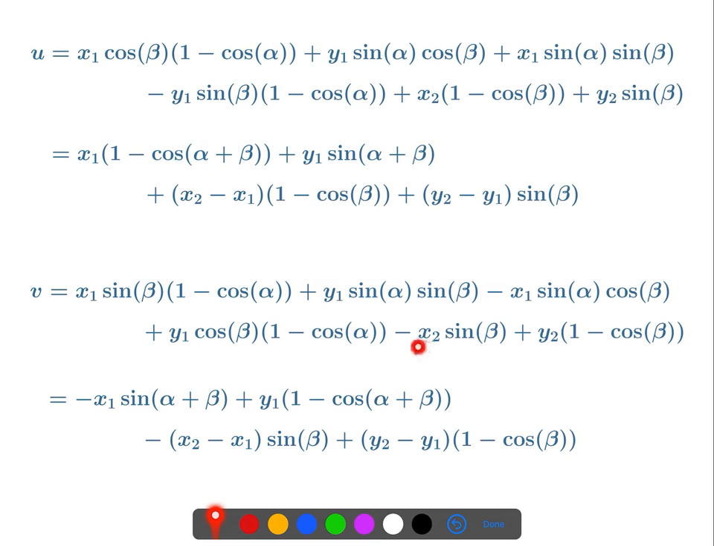So the next thing up here is minus x2 sine beta. We have a minus x2 times sine beta. And the last thing is the y2 times 1 minus cosine beta. The y2 times 1 minus cosine beta is here. Now you'll have to check that I've actually crossed out everything exactly once, like I did in detail up here. But this is V after you simplify it.